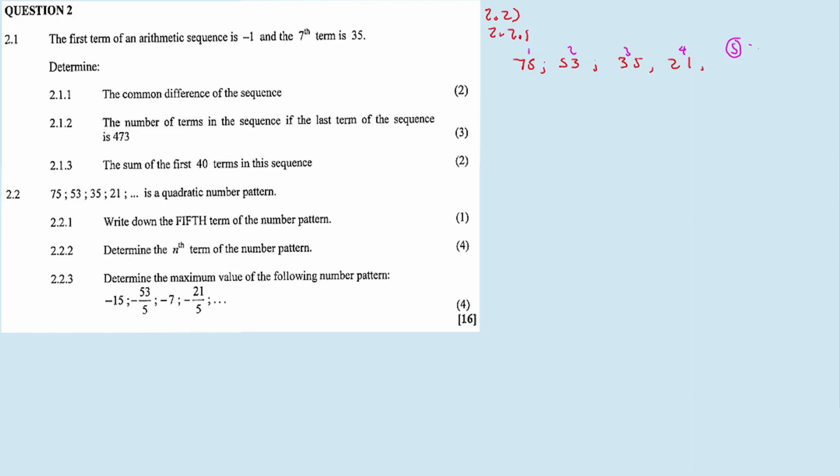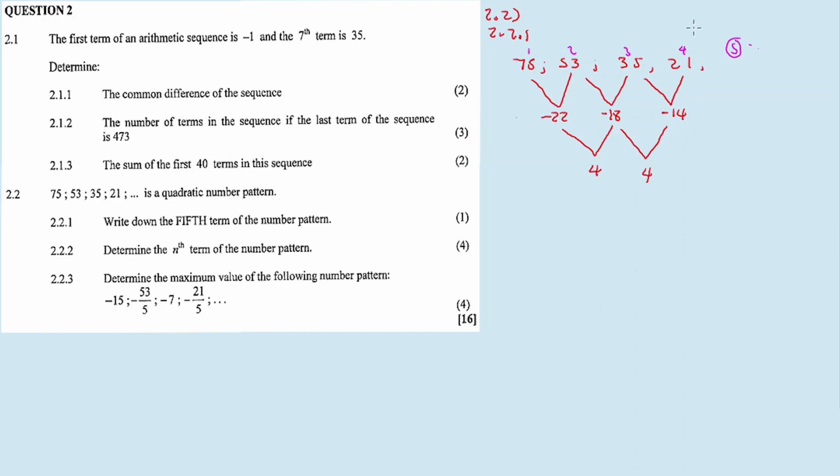It's in the second common difference. The first differences are minus 22, minus 18, minus 14. Minus 18 minus negative 22 is 4, and minus 14 subtract negative 18 is 4. So the second common difference is 4.